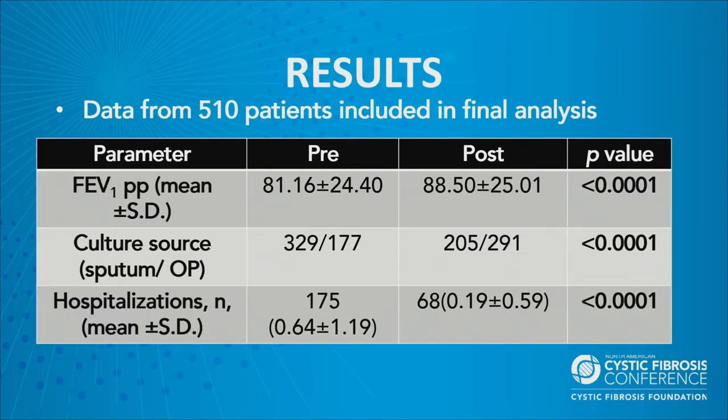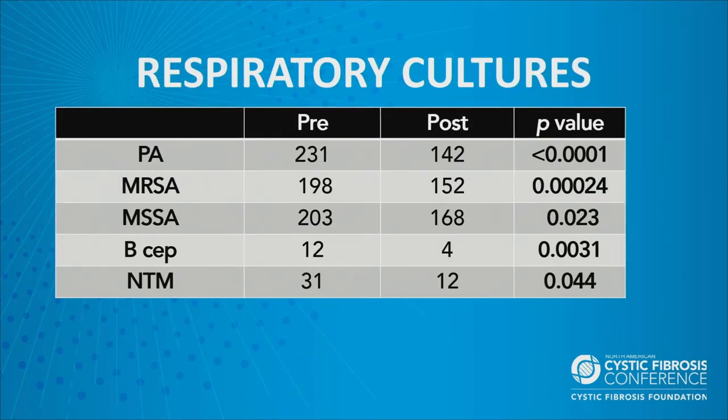So our final data set has analysis from 510 patients followed in these two states. As we see here, FEV1 percent predicted improved significantly post-ETI. And following ETI, fewer patients were able to expectorate sputum for a respiratory culture, and there were fewer hospitalizations. As we can see, all of these p-values are very significant. Looking at sputum microbiology, there were fewer isolations of Pseudomonas aeruginosa, fewer isolations of both methicillin-resistant and methicillin-sensitive Staphylococcus aureus, Burkholderia cepacia, and NTM. Although for non-tuberculous mycobacteria, this value just reached statistical significance at a p of 0.044.